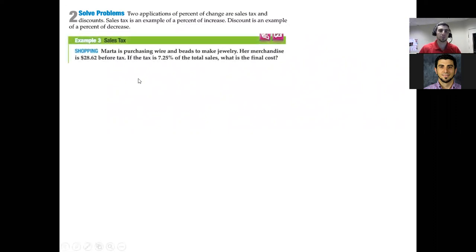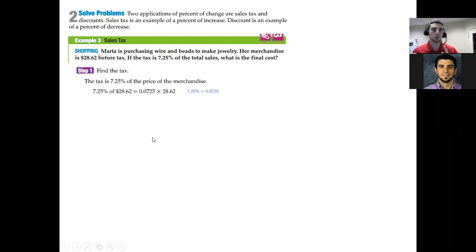Okay, so Marta is purchasing wire and beads to make jewelry. Her merchandise is $28.62 before tax. If the tax is 7.25%, find the total sales. What's the final cost? So we've got to find the tax. So the tax is 7.25% of the price of the merchandise. What you have to do is convert your percent to a decimal before you do this type of problem, because we're not going to set up a proportion. We're just going to multiply and add.